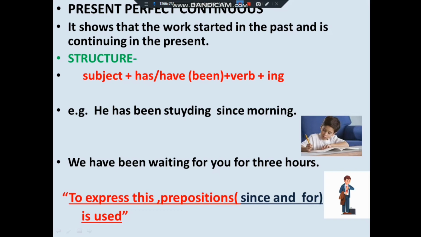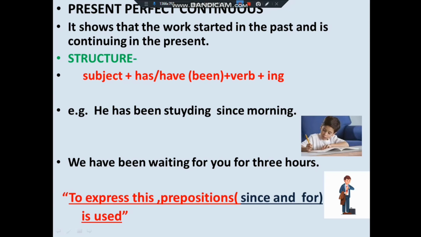Now see the example. He has been studying since morning. The time duration has been given here: since morning, meaning from that morning. Since morning, that starting time is given, and up to the present time the action is in continuation.